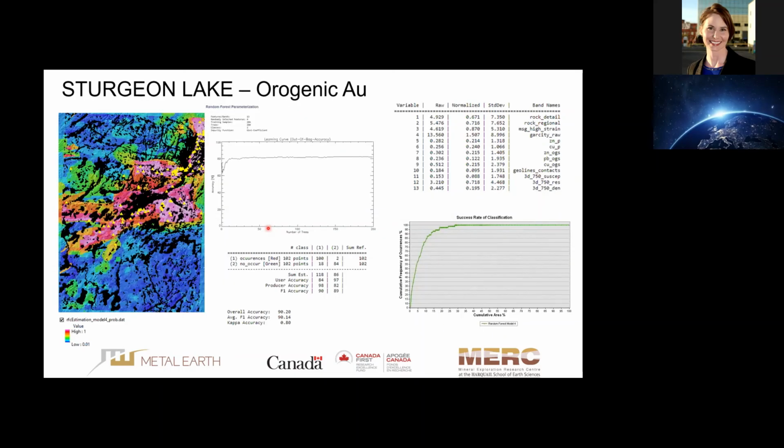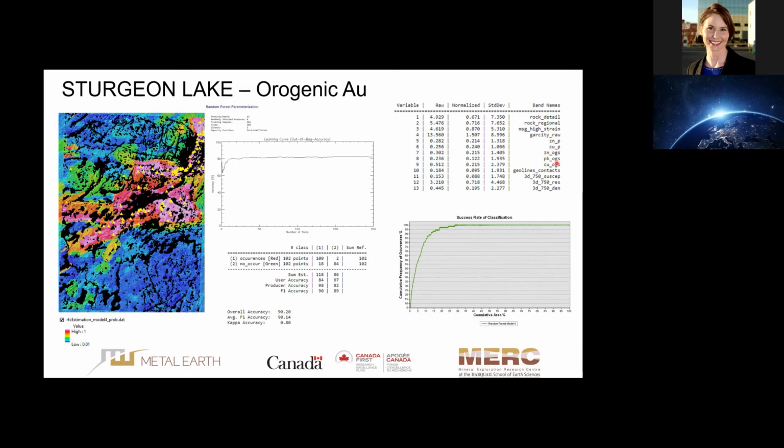On to Sturgeon Lake. This is a very preliminary model that we have. I've got the model here. So I should say that the warmer colors are higher potential zones. The cooler colors are lower potential. And what I've done here is overlay the gold occurrences. We're looking at orogenic gold now instead of VMS. Again, the same statistics, a little over 80% out of bag accuracy, which is pretty good. 90% classification accuracy.